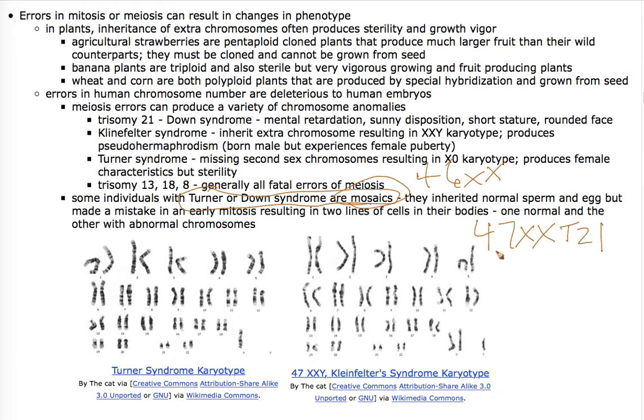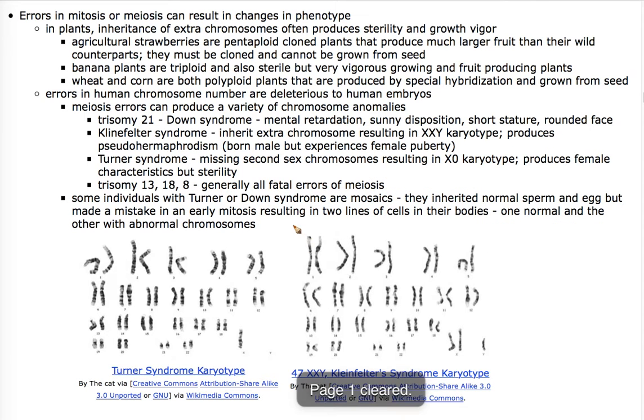One cell was shorted a chromosome completely. The other cell got the extra. The one that was shorted died. The one with the extra lived and went on to affect the body, and the individual has Down syndrome issues. So the bottom line is these problems here are all animal problems caused by meiosis or mitosis problems, okay?